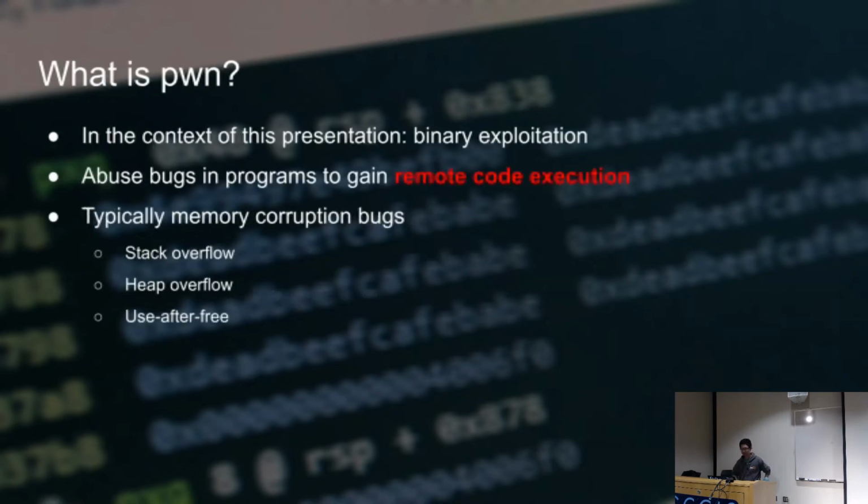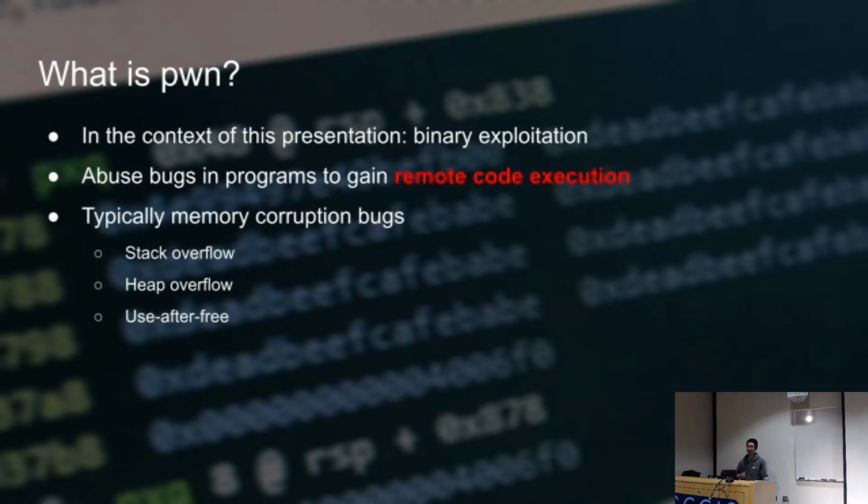So I'm just gonna go right into what is this pwn thing about. In the context of this presentation, it's binary exploitation. If you've been doing CTF, it's basically the category that's called pwnables or pwn. What you're going to be doing is abusing bugs in programs to gain remote code execution, or sometimes you can do other things like just read files or write to files or do anything on the machine that's hosting the vulnerable program.